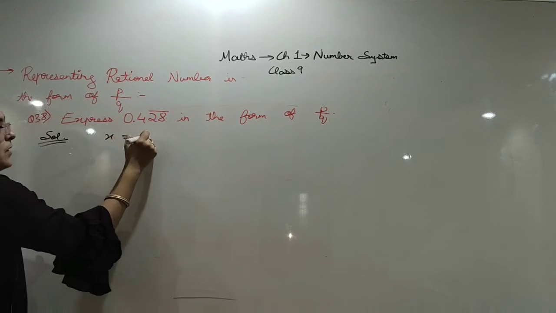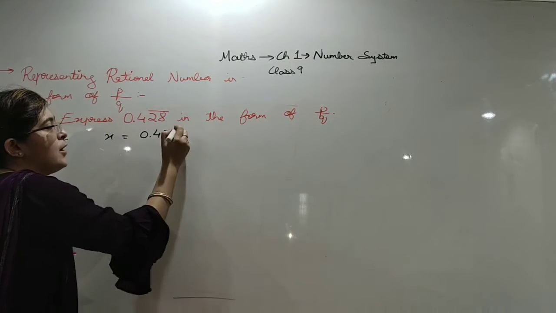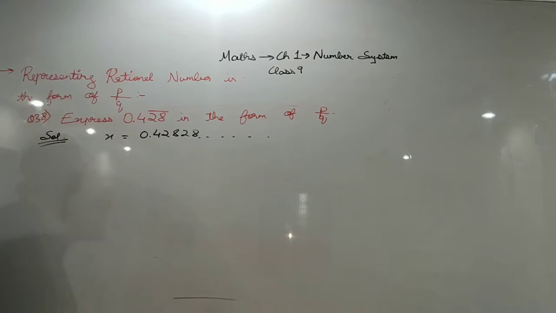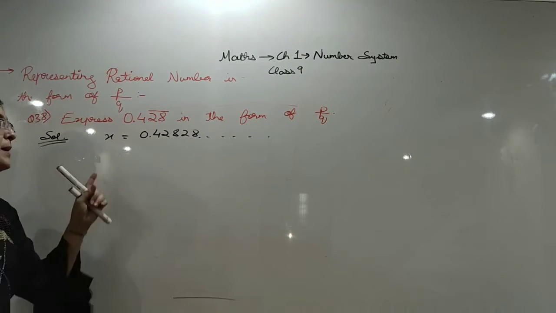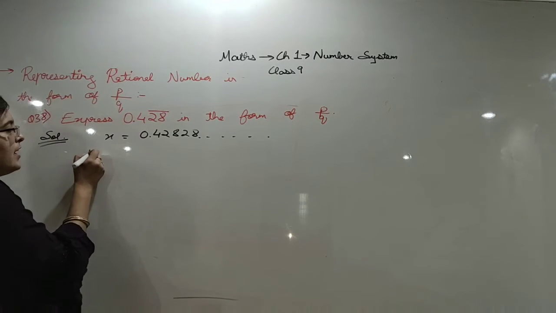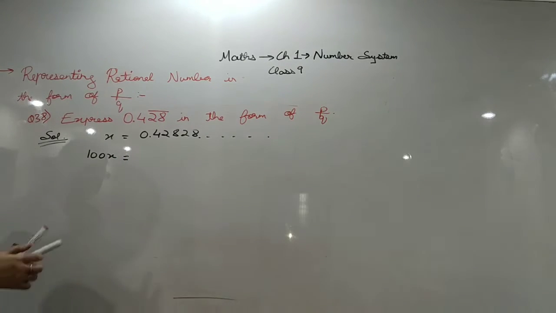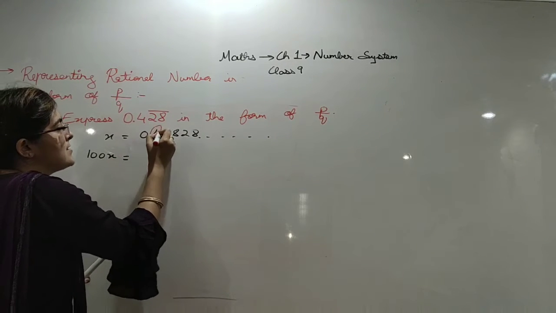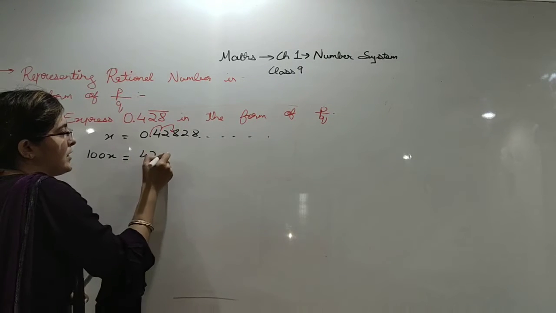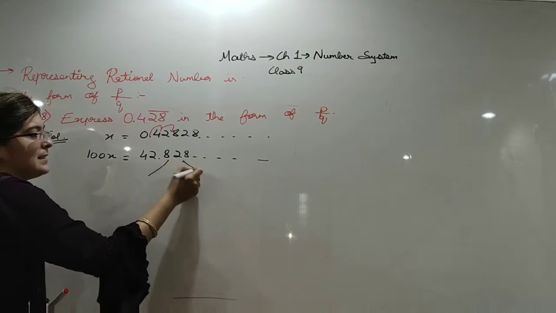We'll put x is equal to 0.42828 will repeat. Okay, why? Because bar is only on 28. Now we will multiply it by 100. Why we are multiplying it by 100? Because the bar is on 2 digits. So here we will multiply it by 100 on both sides. It will be 100x. Now here the point will shift by 2 digits. Okay, we have done such types of questions. Here it will be 42.828.